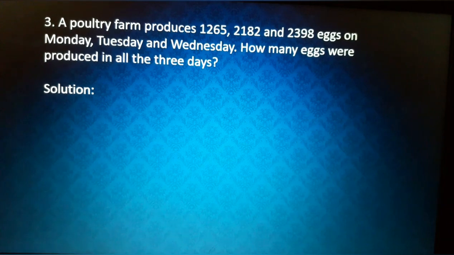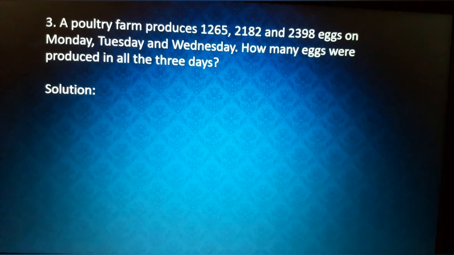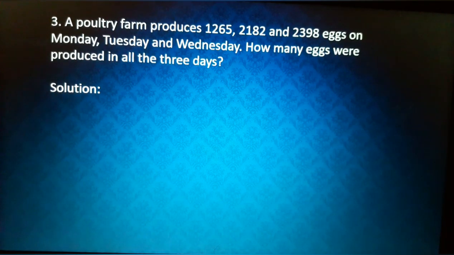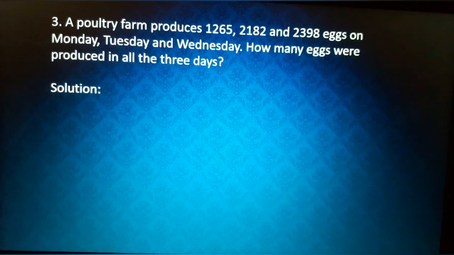Question number 3. A poultry farm produced 1265, 2182 and 2398 eggs on Monday, Tuesday and Wednesday. So in these 3 days, in the poultry farms, the eggs were produced. Monday 1265, Tuesday 2182, Wednesday 2398. How many eggs were produced in all the 3 days?